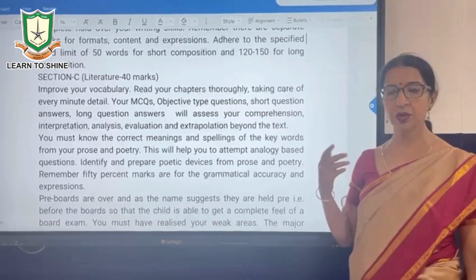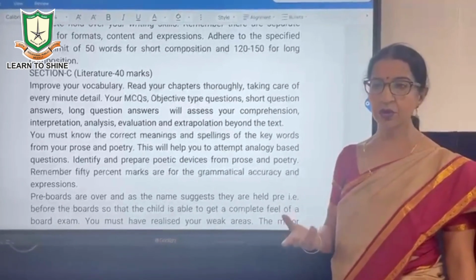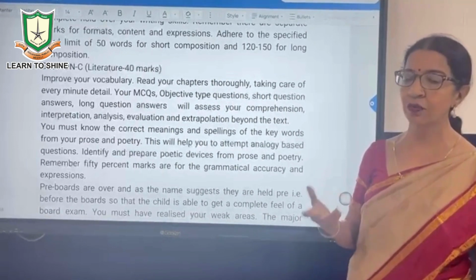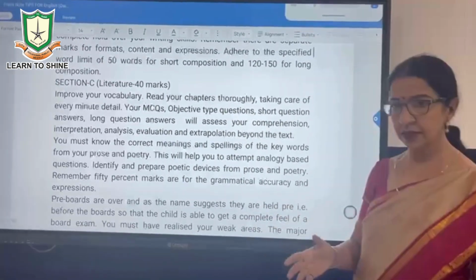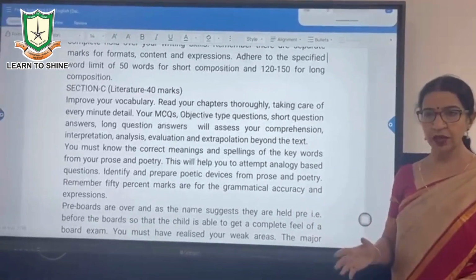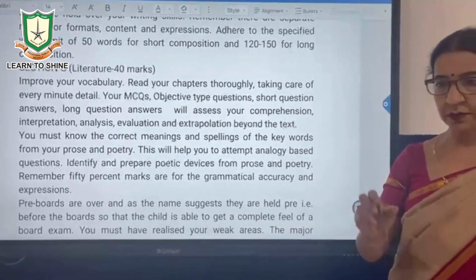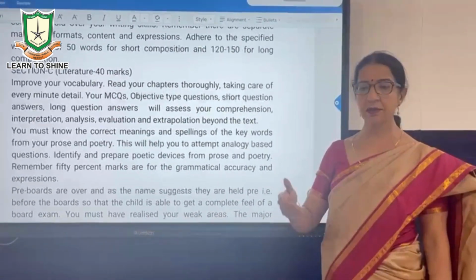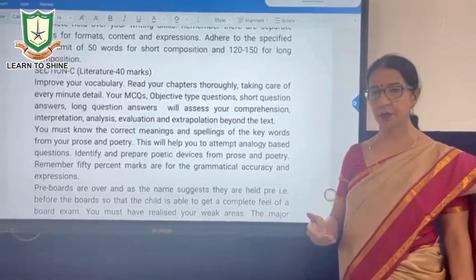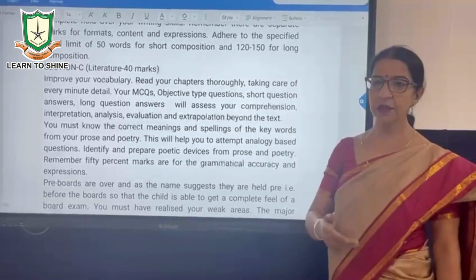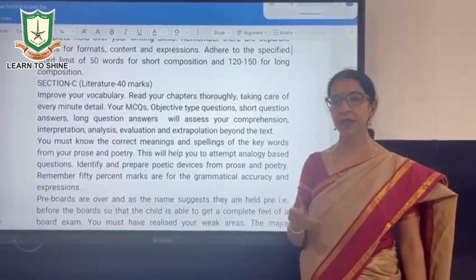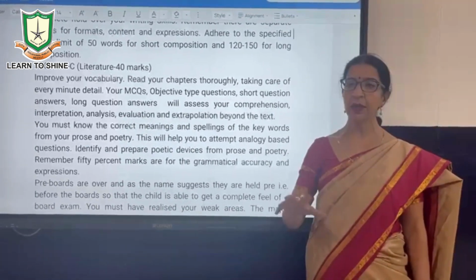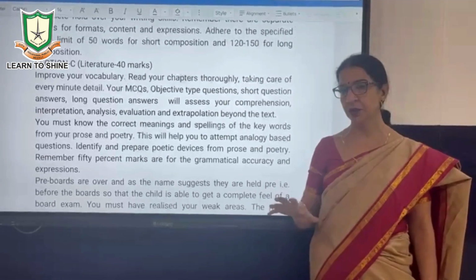Just listening to the audio tracks from YouTube or just reading the summaries will not help you score full marks. Again, I am emphasizing, read your chapters thoroughly, know the meanings of those important keywords, and for the analogy questions, the synonyms and antonyms need to be attempted properly. Your CBQs, the competency-based questions, have increased by 10%. So you again need to be really very well versed in your literature portion.